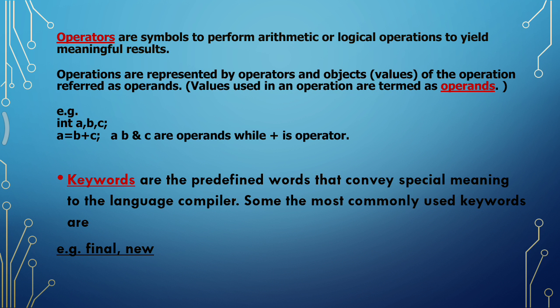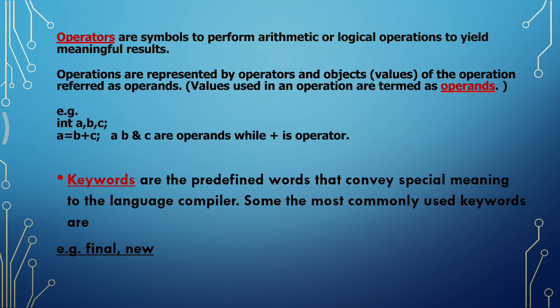When we talk about operators, operators are used to perform some logical operation to yield a meaningful result. Operators are the signs and symbols which are used to perform operations. In the example int a, b, c; a = b + c, here a, b, and c are the values on which operations are performed, and they are known as operands, and the plus is the operator.